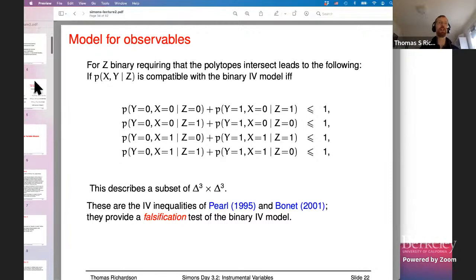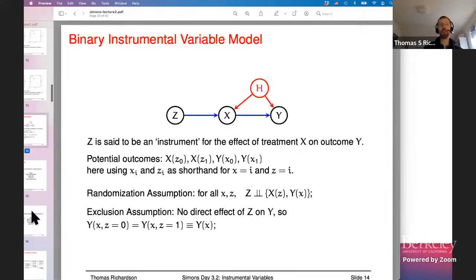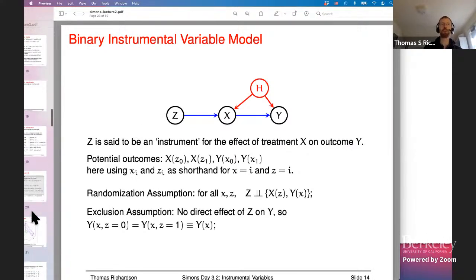Tying this back to what we talked about on Monday and Tuesday, if I show you this graph here, then H is unobserved. If you take d-separation, you'll see there are no d-separation relations that hold here, because the only place where we could potentially have a d-separation is between Z and Y. Z and Y are obviously d-connected given the empty set, and they're also d-connected conditional on X by this pathway. So we have no d-separations, but we still do have these inequality restrictions.